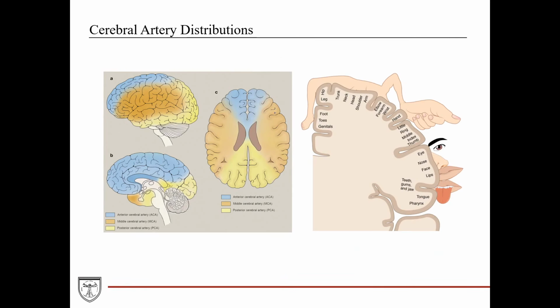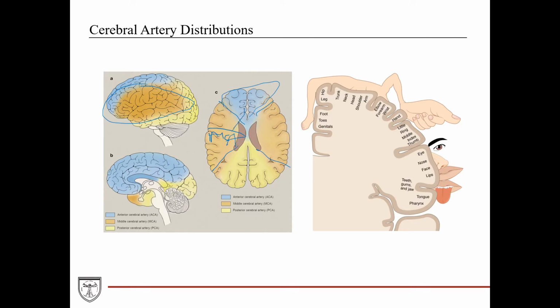So the distribution, these are important to remember. If we look at the sagittal here, in orange here is the MCA. And then on an axial here as well, you can see where it's this more lateral portion like this, and then the more medial portion here, which makes sense because you remember the MCA is kind of coming out like this.